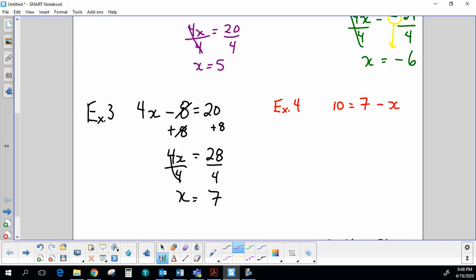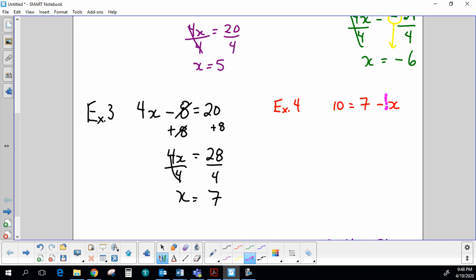Example 4 here in red is a little different. I have a negative x this time, and I don't want to have a negative answer or a negative x value, so I'm going to have to do some dividing. And remember that when I have an x by itself, it really means that I have an invisible 1 there. And even though it's not showing, that little 1 goes in there, and it is like a coefficient you just can't see.